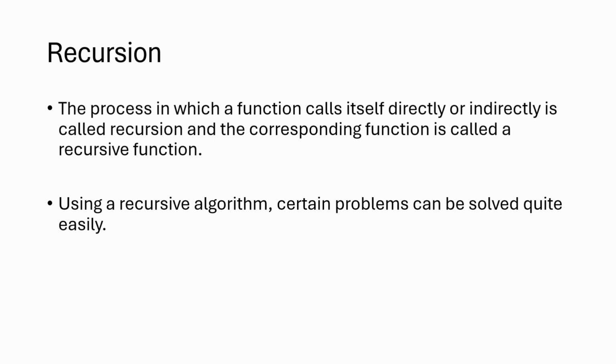Recursion, a fancy name, but a simple concept. Simple after you understand it. The process in which a function calls itself directly or indirectly is called recursion, and the function that does it is called a recursive function. Now, the example that I'm going to show you is a direct recursion. The definition talks about indirect, but mostly the way I've used it is directly. And using a recursive algorithm, certain problems can be solved quite easily.